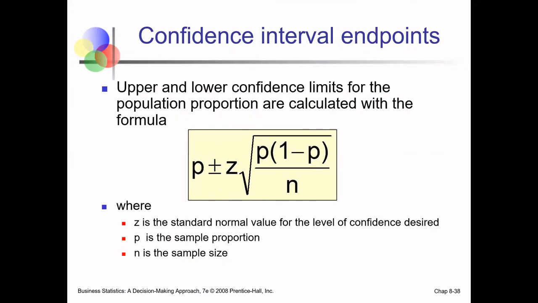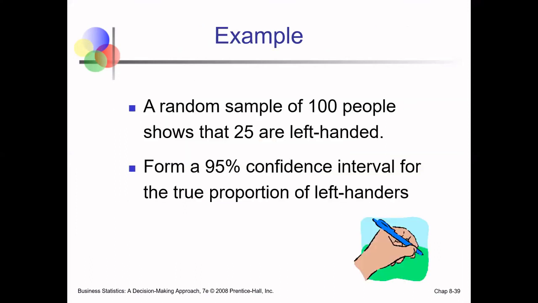This is the same formula I taught you in the previous slide: p, where p is the sample proportion, plus or minus z times the square root of p into 1 minus p divided by n. Z is a standard value, p is the sample proportion, and pi is the population proportion, because we are estimating the population parameter on the basis of sample data. N is the sample size.